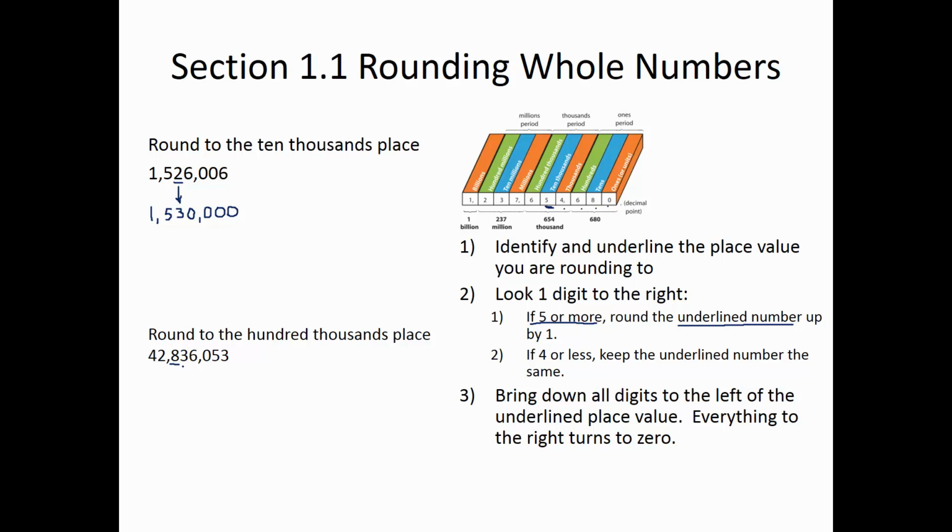And I need to decide, does that 8 round up to a 9? Do I bump it up by 1 or do I keep it the same? And to do that, I have to look one digit to the right. So to the right of 8, I see that 3. That 3 is kind of the one that's telling you what to do.